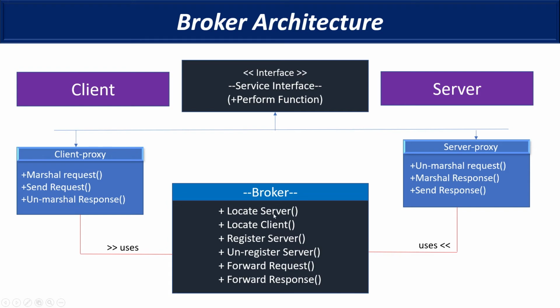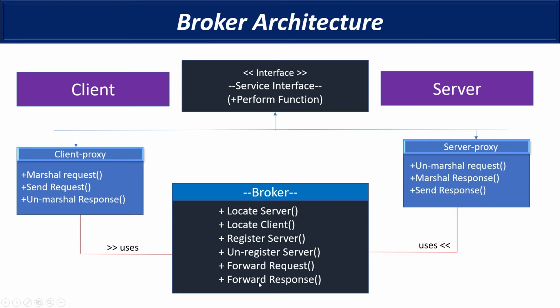So in between, the broker has to locate the proper server that serves the client properly. It also needs to locate the proper client, using the client proxy that is sending the request. It also locates the proper server through the server proxy that sends the response from the server. And it also registers the server. Without registering the server, you cannot access anything from the server. It also unregisters the server. It also has the ability to do that. And it forwards the request coming from the client proxy to the server using the unmarshaled request.